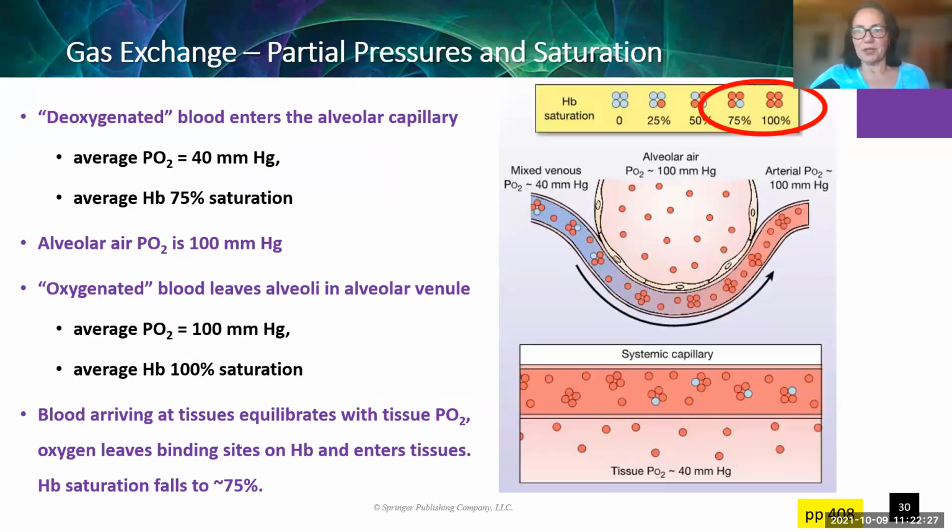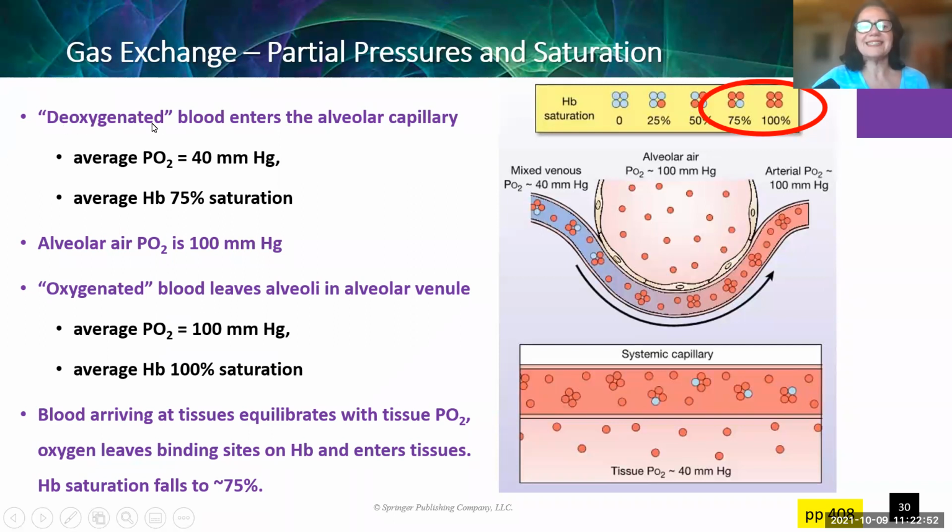All right, so let's talk partial pressures and saturation. Up here, you can see the hemoglobin saturation. Mostly what we deal with is hemoglobin that has either all 4 spots taken up by oxygen or 3 spots taken up by oxygen. In extreme cases, you may have it drop lower, but mostly we deal up here.